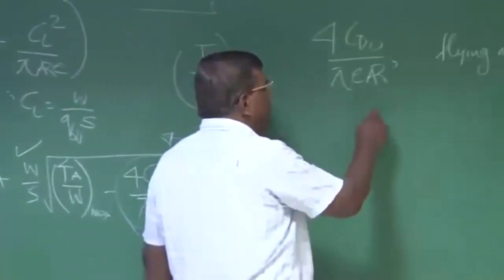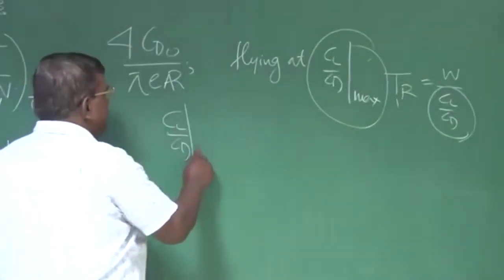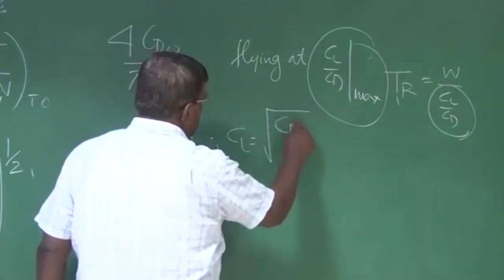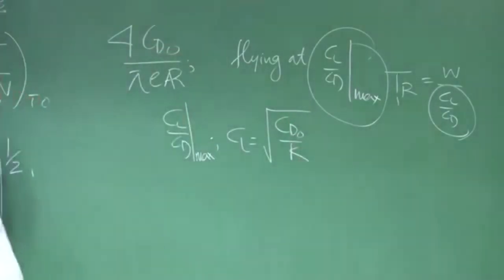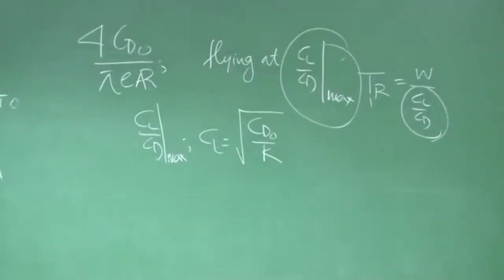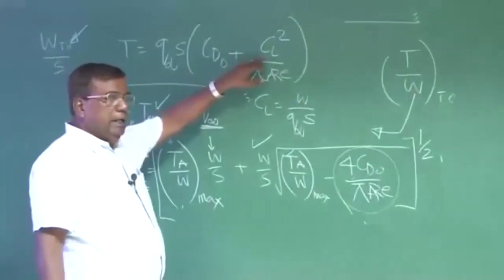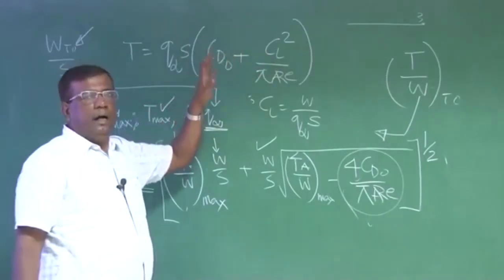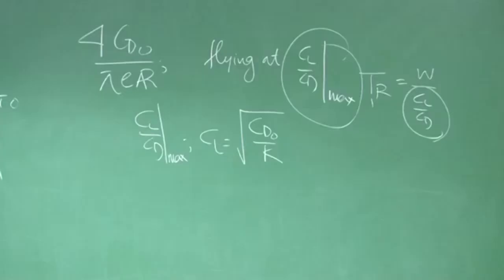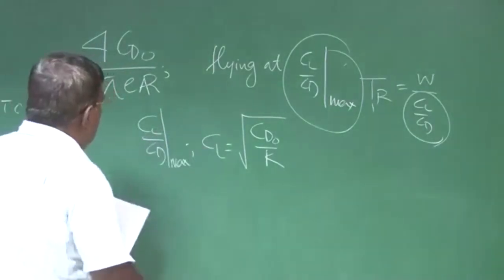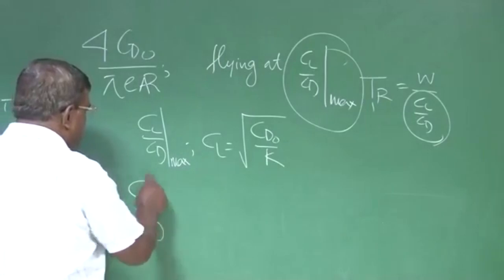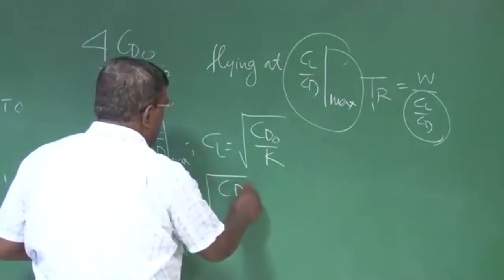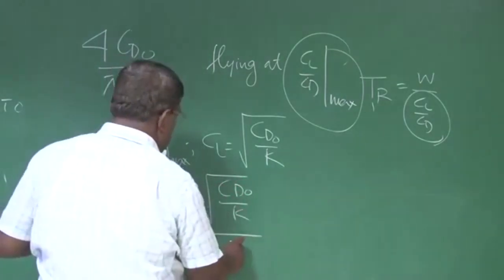And you know that for CL/CD to be maximum, you need to fly at CL equal to under root CD0 by K. All these things you have done in your performance course also, which essentially means you fly at a CL such that your induced drag coefficient and parasite drag coefficient are of equal magnitude. So for CL/CD max, CL equals under root CD0 by K, and now see what CL/CD max is. That will be under root CD0 by K, divided by CD.